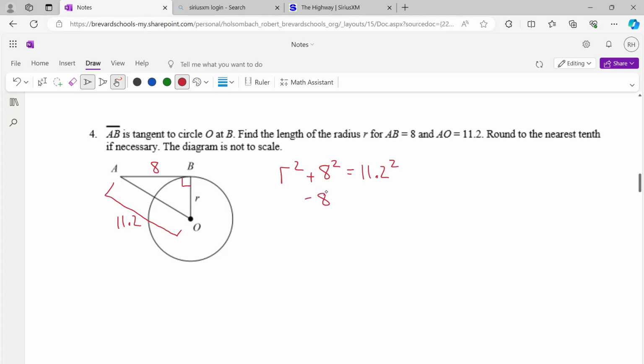Subtract 8 squared from each side. I get 61.4 equal to R squared, and then we will square root both sides, and I get 7.8.